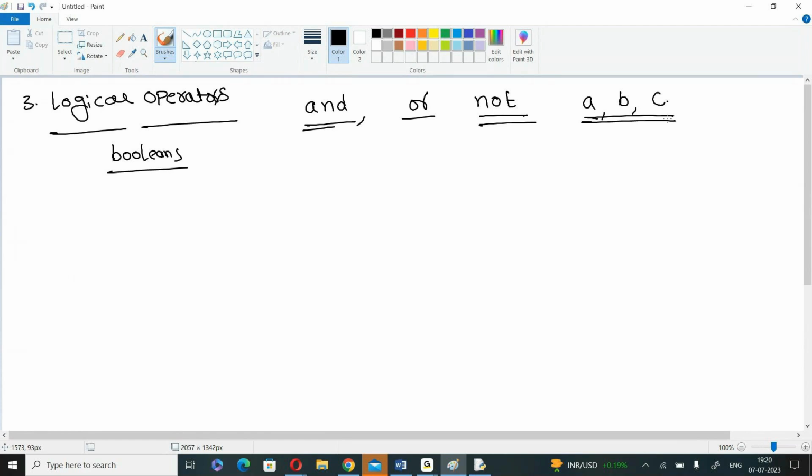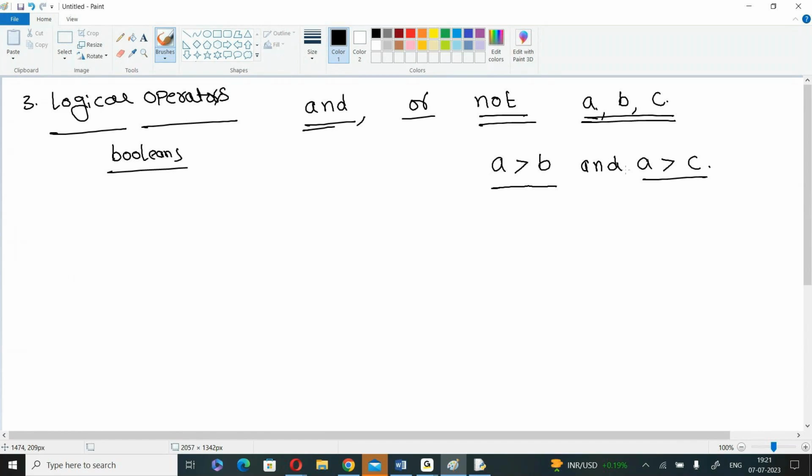Generally, how are we checking? First we are comparing A greater than B. Yes or no? This condition is true. If this condition is true, next you are checking A greater than C. If this condition is also true, then you are saying that A is the largest value, A is greater than B and C. You got it? So in between, you are using the AND operator.